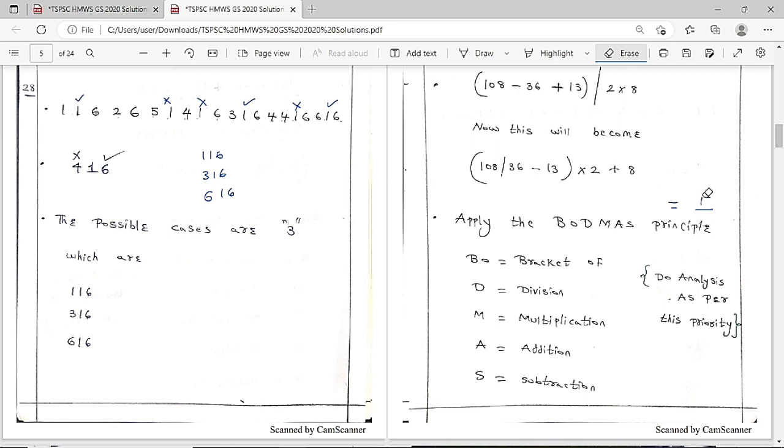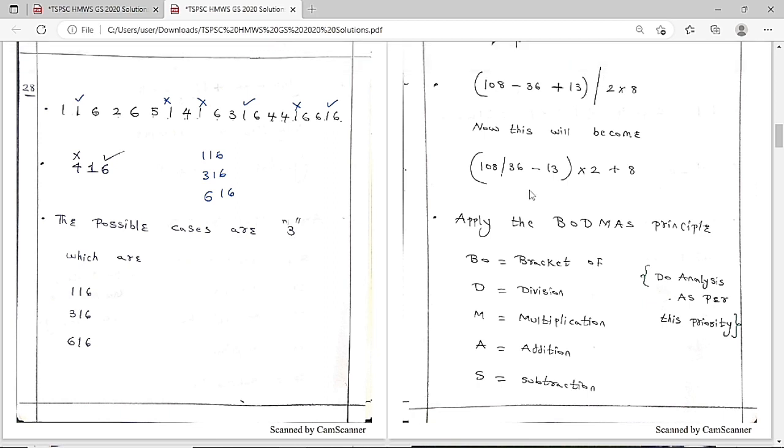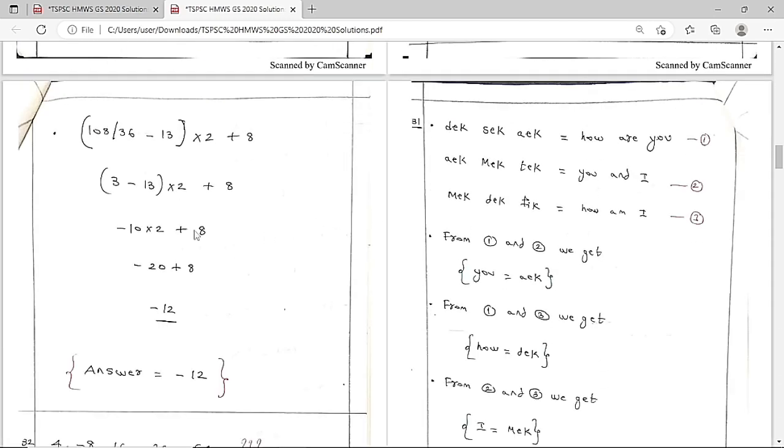Always follow this principle to solve this type of question, which is called the BODMAS principle. B means bracket, D means division, M means multiplication, A means addition, and S means subtraction. You have to do the analysis as per this priority always. So first you simplify the data present in the bracket. Then go for division, then subtraction. And then multiplication has the first priority, then go for the addition. The same thing you have to do here.